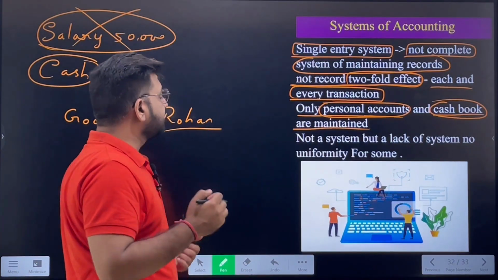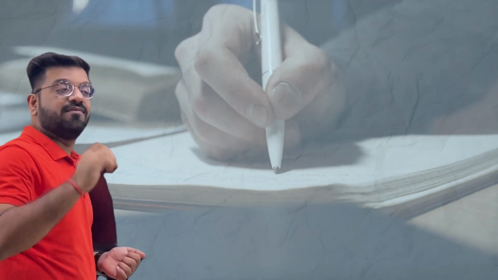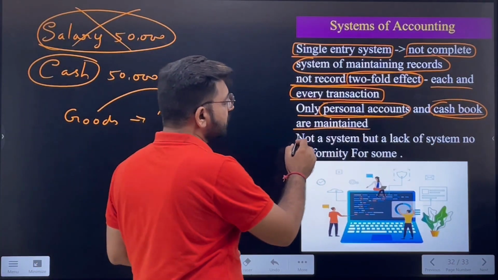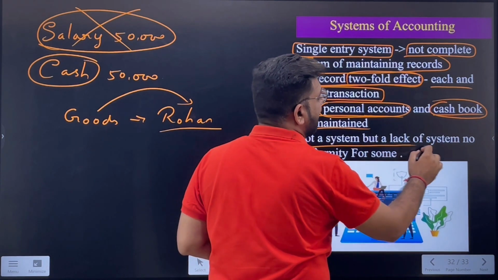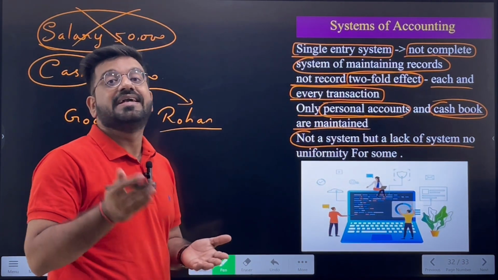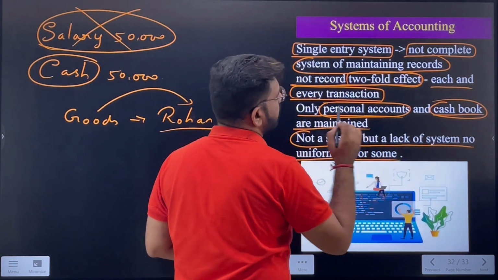Or else, if I am selling goods to Rohan, again I will record that yes, I have sold the goods to Rohan, from whom I will have to receive the cash. Is that okay now? Yes. So it is not a system, but a lack of system. Why is it a lack of system? Because it lacks the double, that is, dual aspect. So there is no uniformity.